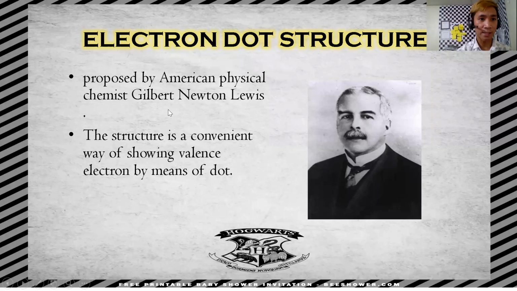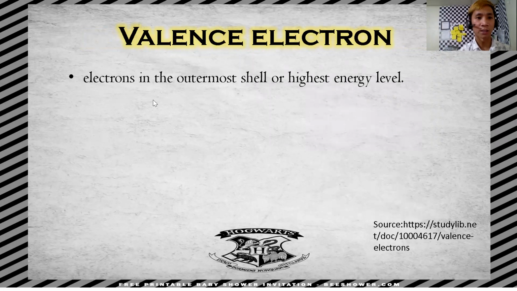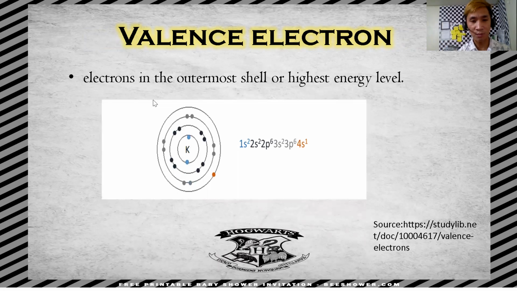Okay, so let's discuss Gilbert Newton Lewis. He is an American physical chemist. He proposed a convenient way to show the valence electrons. So what do you mean by valence electron? Actually, the valence electrons are the electrons that you can find in the outermost or highest energy level. So let's take a look at this one.